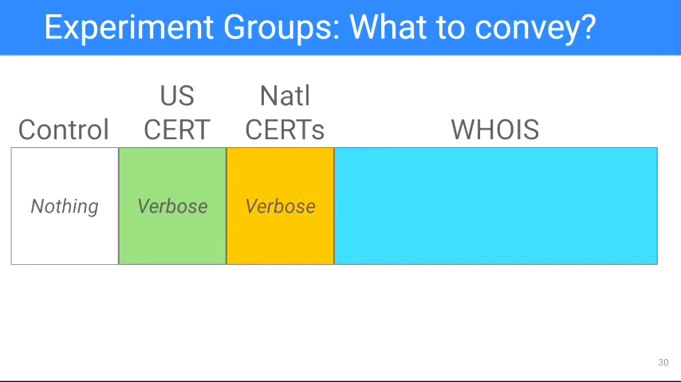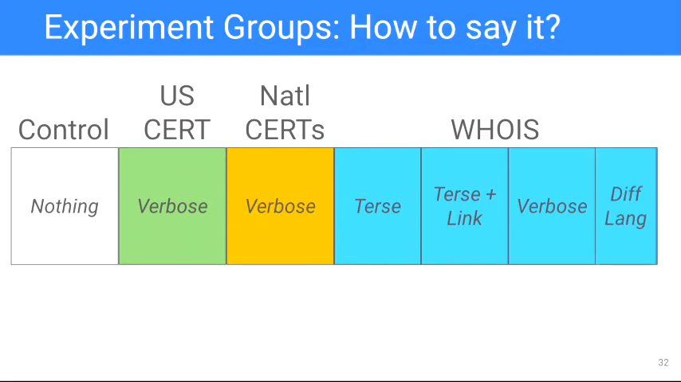To test the levels of detail, we do this for the WHOIS group, where we split it into 3 different groups based off the levels of detail. So terse, terse plus link, and verbose. Now there's a small sliver of the WHOIS left, and this is reserved for our language experiment. So for contacts in countries that we were able to obtain translations for, we reserve them for our language experiment, which I'll talk about in a little bit more detail when we get there.